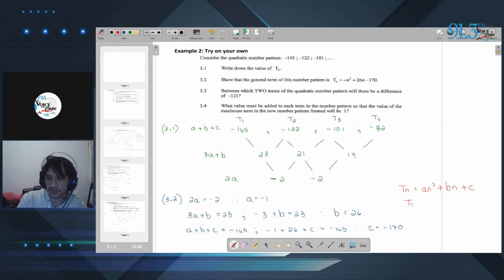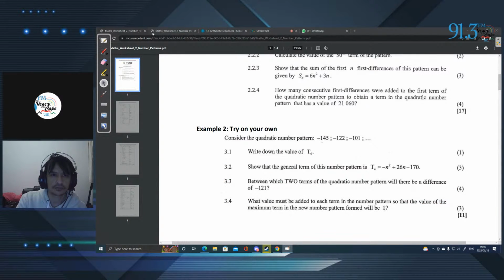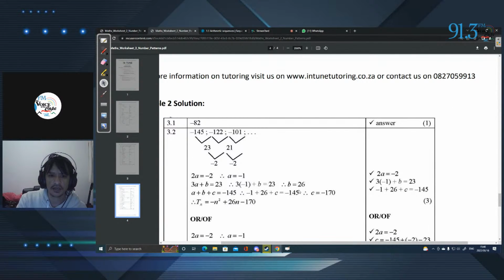We then substitute our values in. So this is going to be, where A is negative 1, negative n squared, B is 26, plus 26n, and C is negative 170. And there we go. We have solved for the general term. Let's see if we are correct. I'll go here, open this up, and there we go. Minus n squared plus 26n minus 170. And that's a full 3 marks for all those calculations.